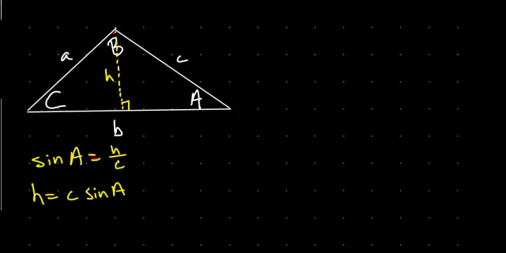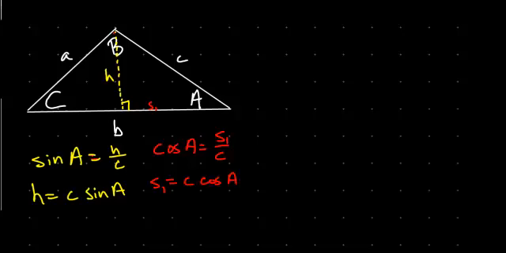I also want to get an expression for this side here. Again, in this triangle. I want to get an expression for the bottom side there. So let's just call that side S1. Okay? So I know that the cosine of A equals S1 over C. And so I can get that S1 equals C times the cosine of A.